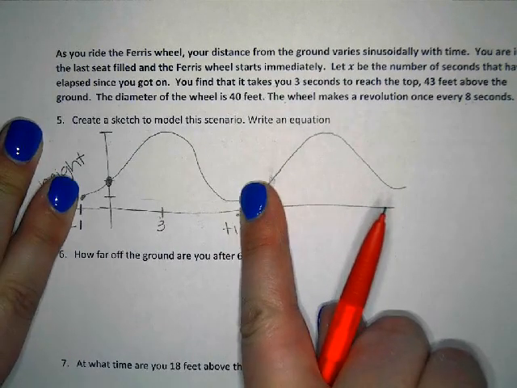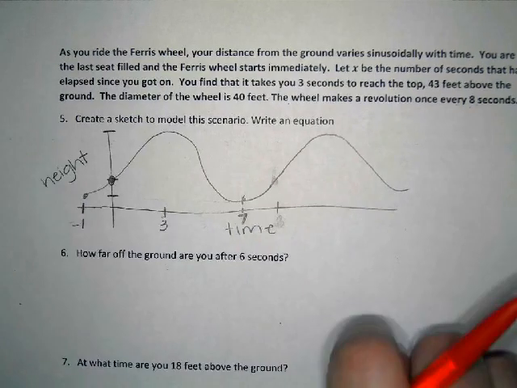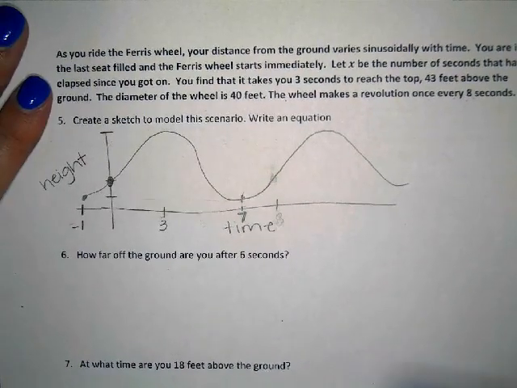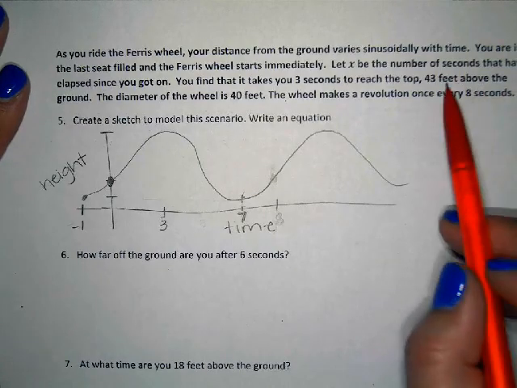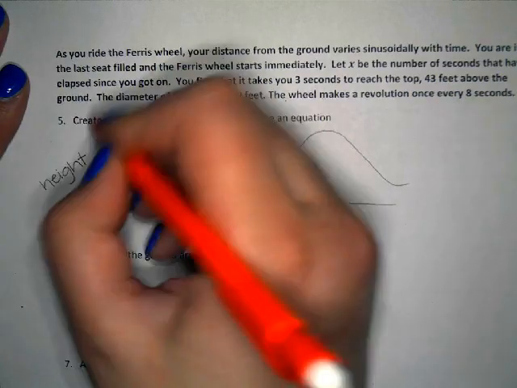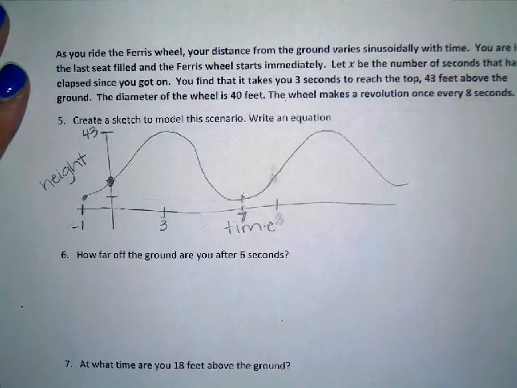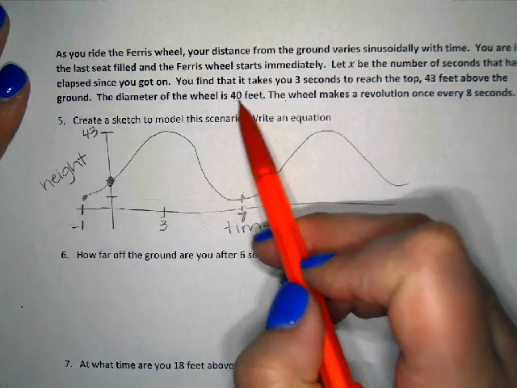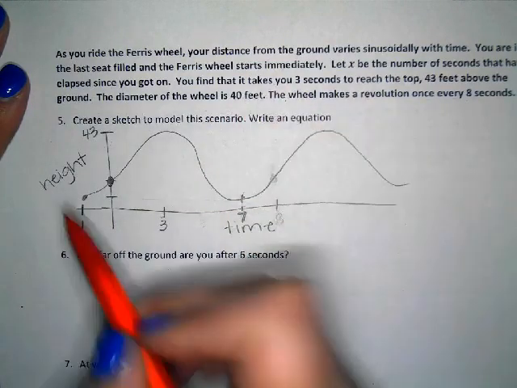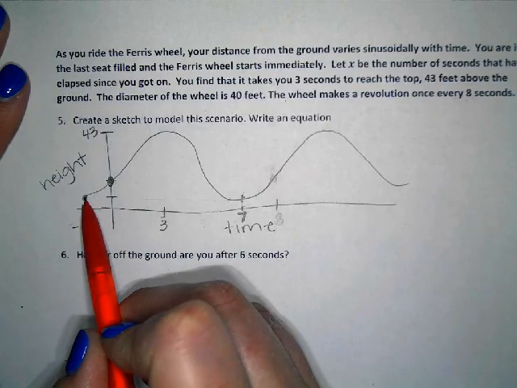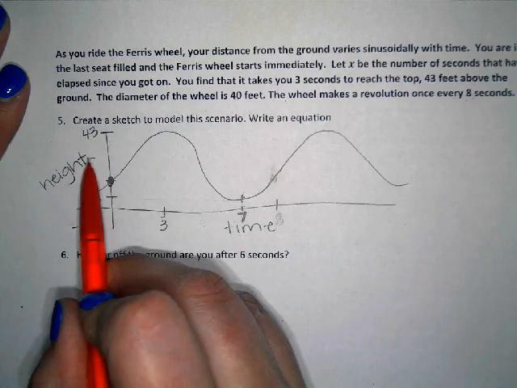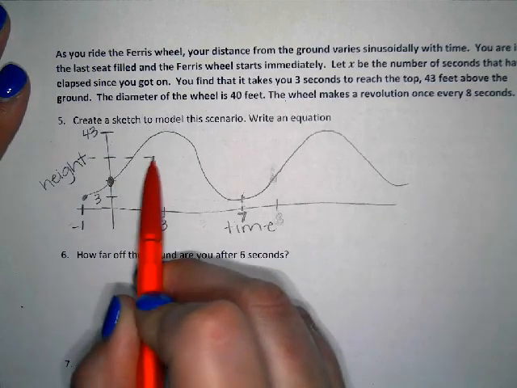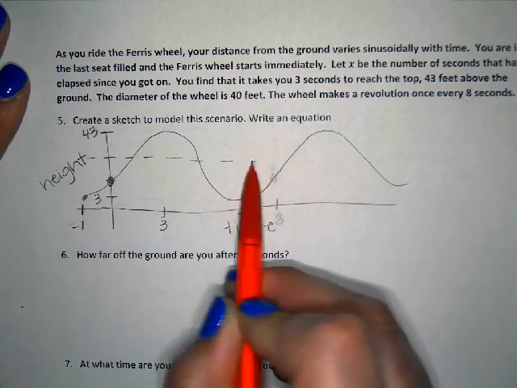Okay, so we've got the highest point for the Ferris wheel is 43 feet above the ground. The diameter of the Ferris wheel is 40 feet. So what's the very lowest point? 3 feet. Okay. And then what would the midline be? 23. Okay, 23 feet.